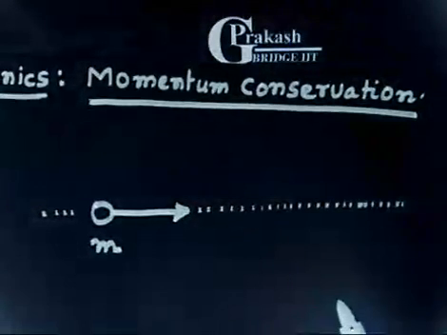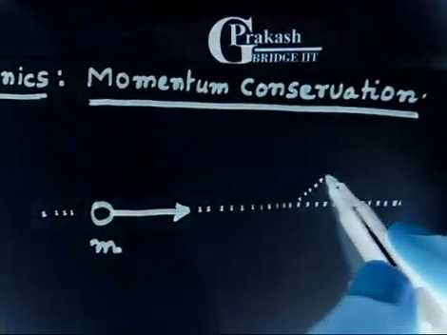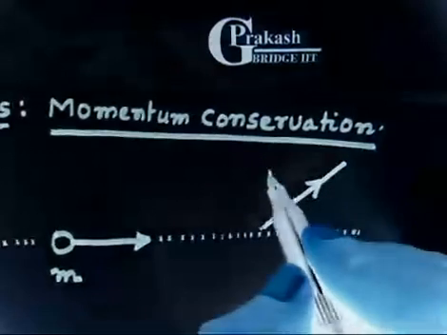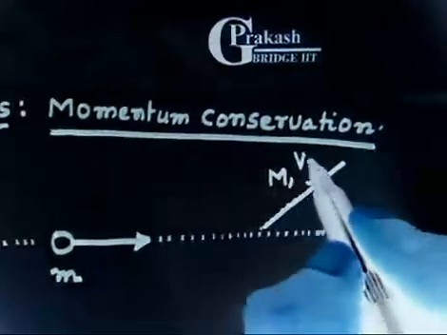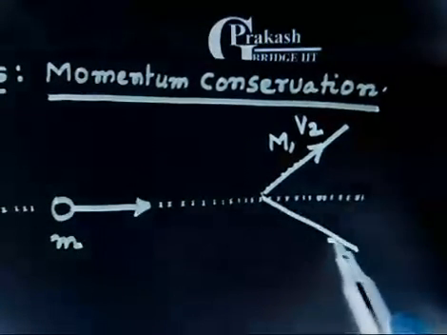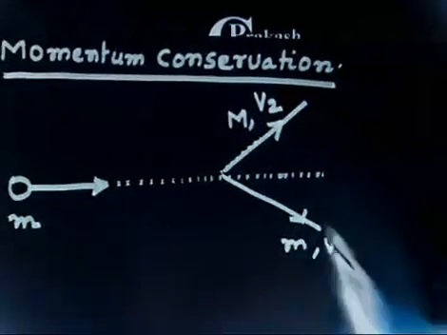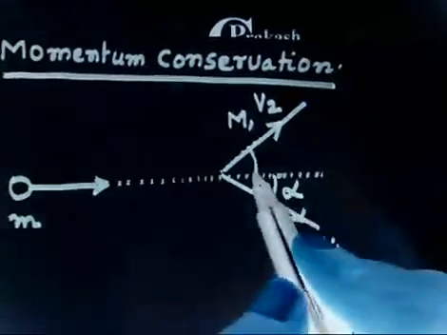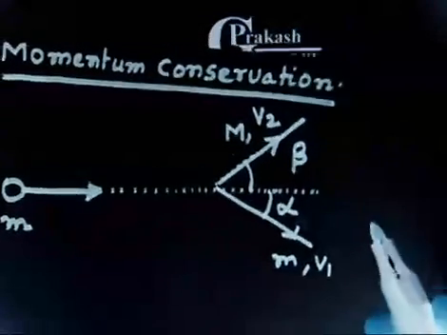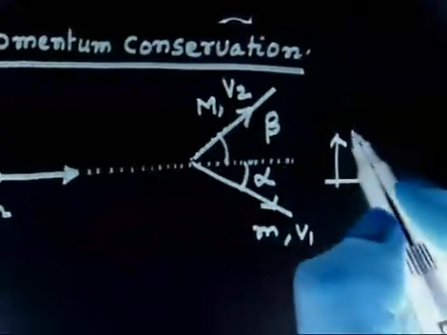And this collides with a mass M that is kept here, and then this mass moves in this direction, capital mass M with velocity v2, and let us say this small mass moves in this direction with velocity v1, and this angle is given to you, alpha. This angle is also given to you, that is beta. And let us call this direction the x direction and this direction the y direction.